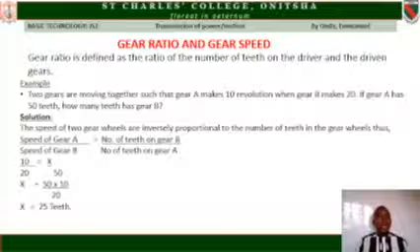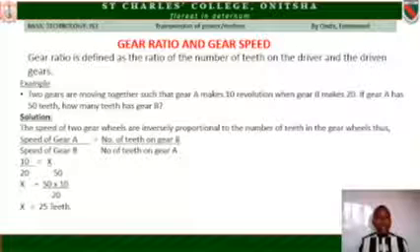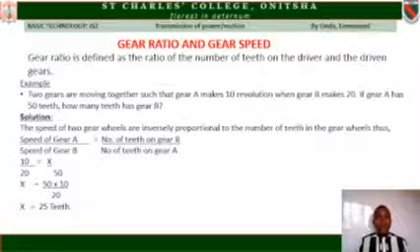Two gears are moving together such that gear A makes 10 revolutions, that's 10 rotational movements, when gear B makes 20. If gear A has 50 teeth, how many teeth has gear B? The solution is very simple.